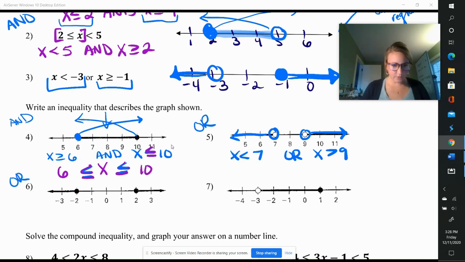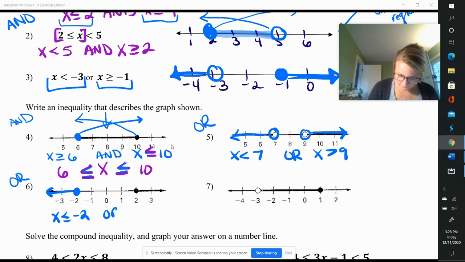6 is also an or compound inequality. We have x is less than or equal to -2, or x is greater than or equal to +2.